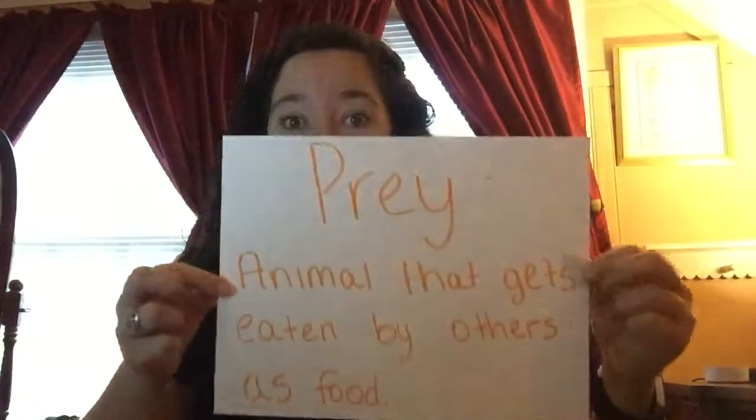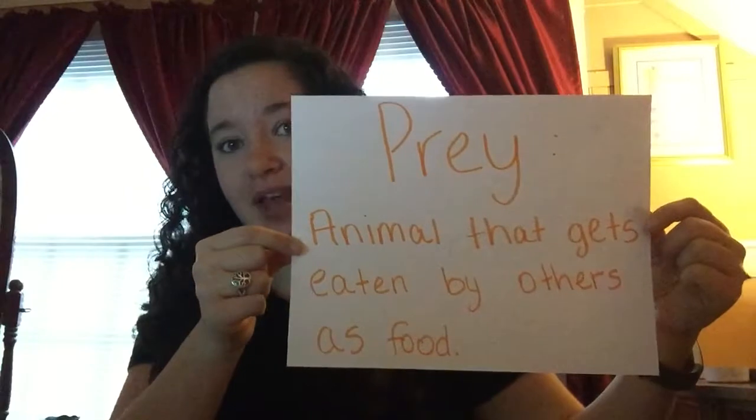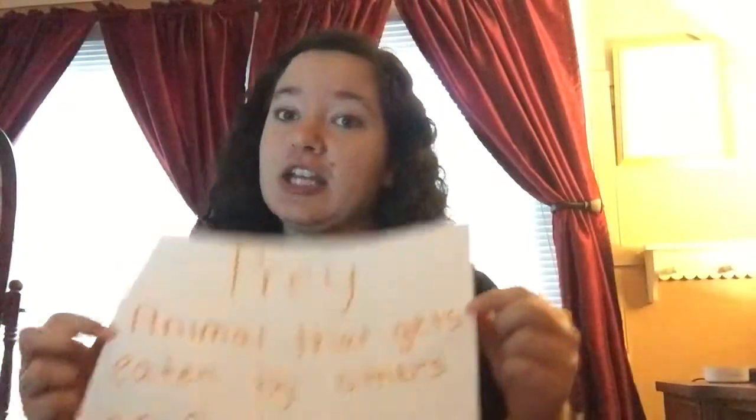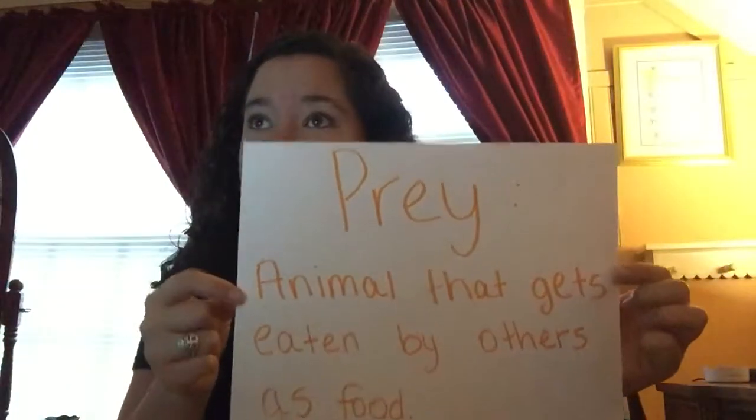Okay, students, everyone come over to the carpet. We have some more definitions to learn for our science curriculum this week. Love the enthusiasm. Okay, our first word, are you ready? Our first word is prey: an animal that gets eaten by others as food. Okay, can you all say prey?